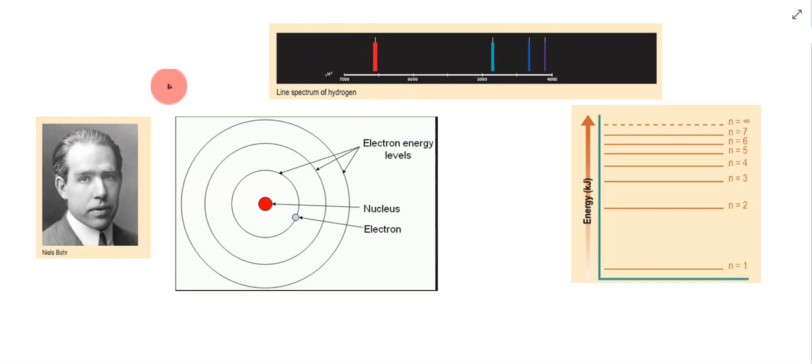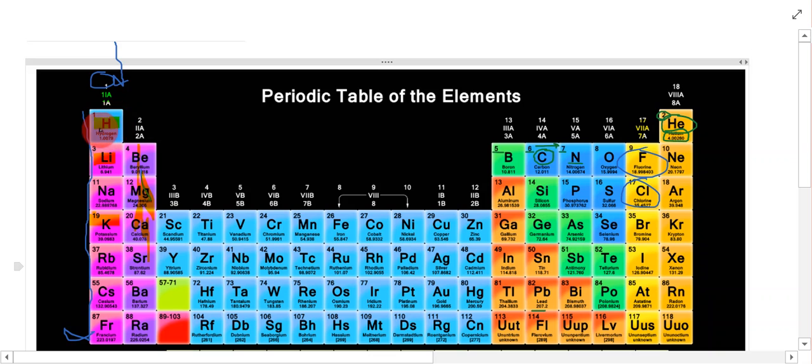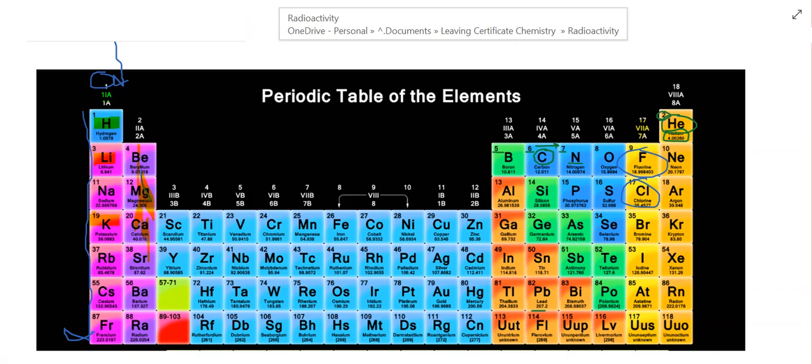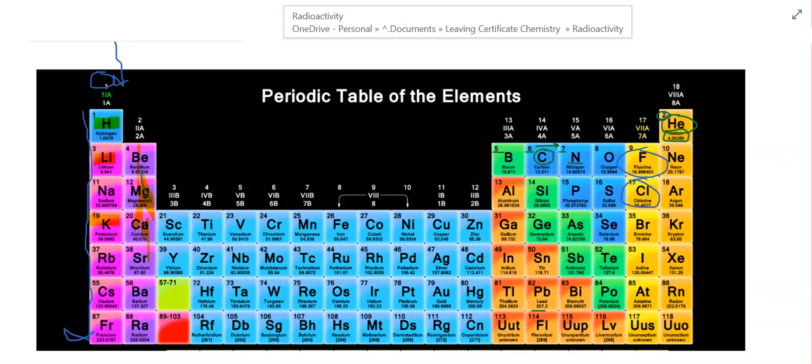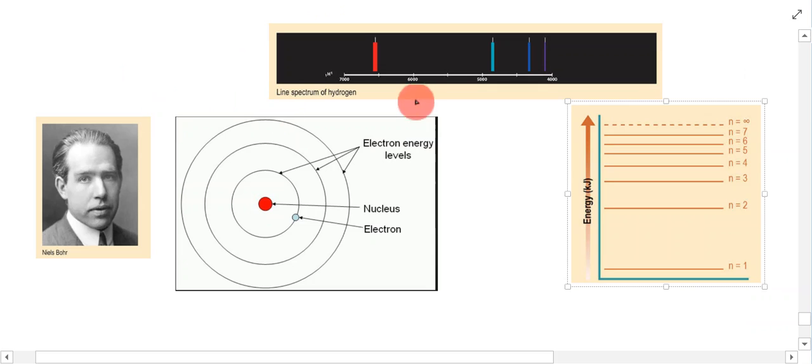Now, if we think about hydrogen as well, hydrogen is the first element on the periodic table. So essentially it has a nucleus and then it has one electron in its outer shell. So it's relatively simple in comparison to some of the other elements or atoms that are on the periodic table. So Niels Bohr decided to try and explain this.